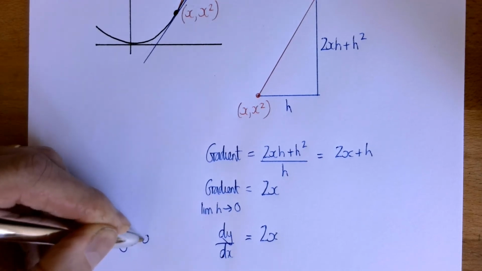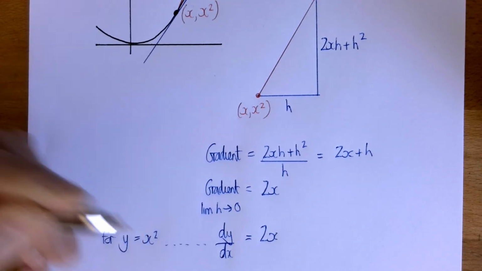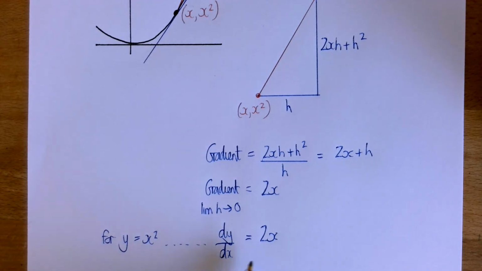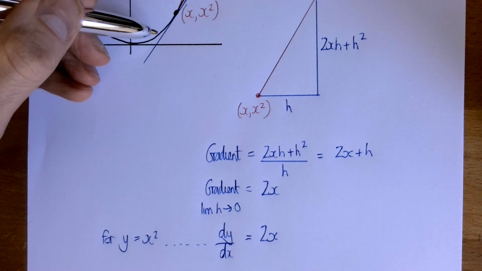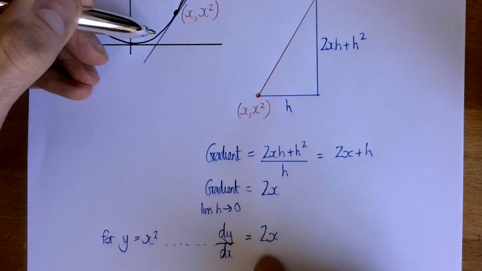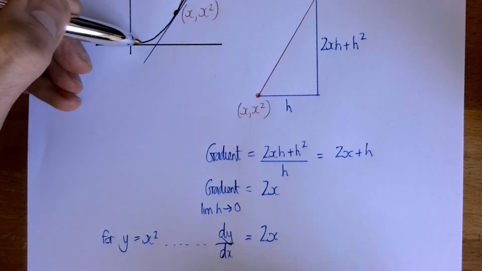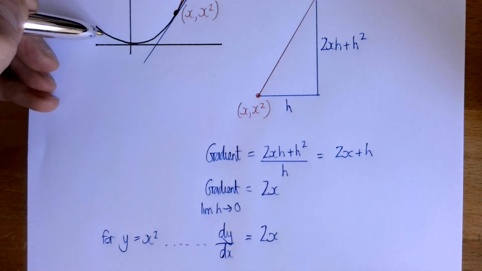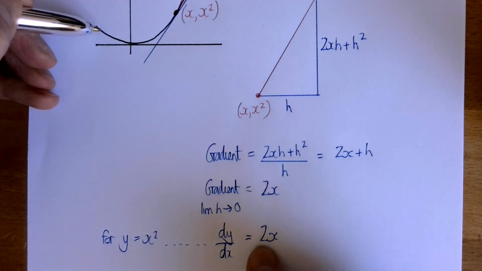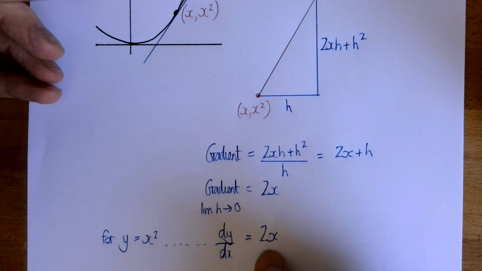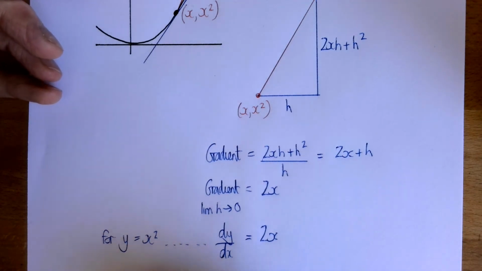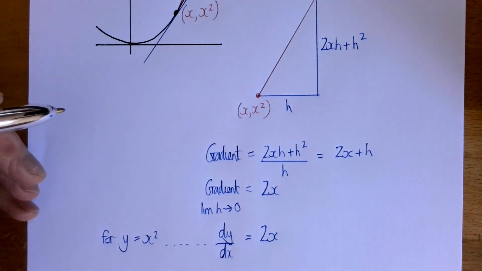So what that means is that for the function y equals x squared, dy by dx is 2x. What that means is the gradient of this curve at any point is just 2 times the x value. So when x is 1, the gradient would be 2. When x is a half, the gradient would be a quarter. When x is minus 2, the gradient would be minus 4. I can use that formula to calculate the gradient of this function for any value of x.